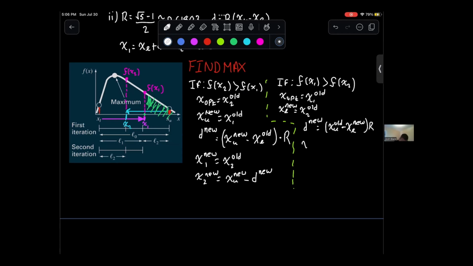My x2 new is just going to be my x1 old, since it's d amount away from the one I didn't replace. And then I have to make my x1 new, which is my xl new plus d new.